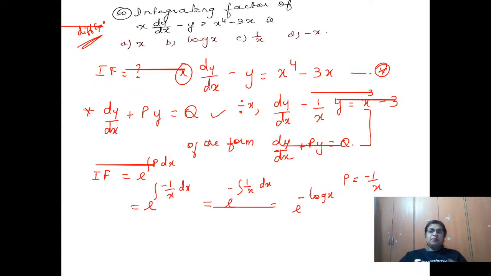Now, m log n I can write as log n to the power m. So I can write this as e power log x to the power minus 1. Now e power log will get cancelled, they are reciprocals of each other. So what is it? x to the power minus 1, that is 1 by x. Where is 1 by x in my options? 1 by x is in the C option. Yes, I hope you have understood the fourth part also.